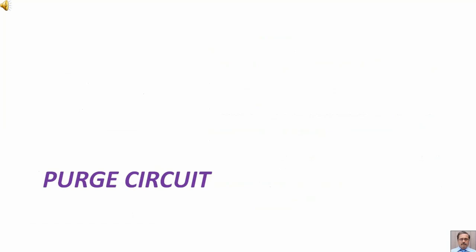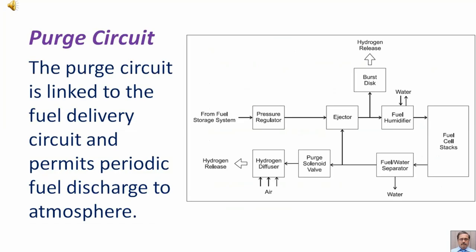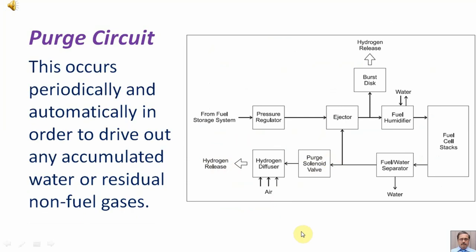Purge circuit. The purge circuit is linked to the fuel delivery circuit and permits periodic fuel discharge to atmosphere. This occurs periodically and automatically in order to drive out any accumulated water or residual non-fuel gases.